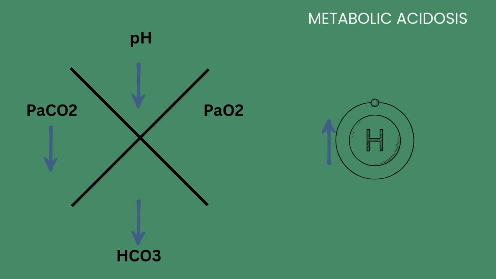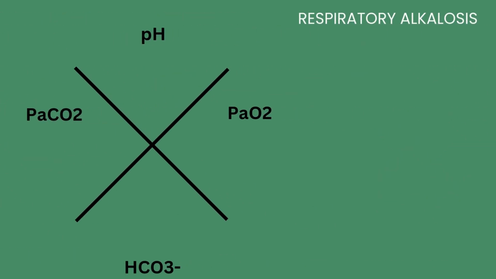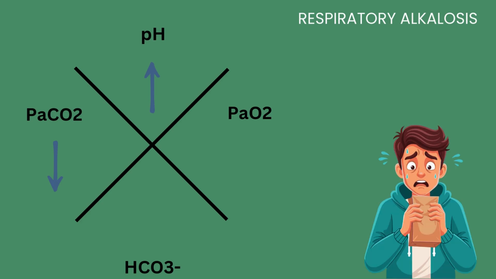If compensation has not yet occurred, PaO₂ may remain normal, but as the condition progresses, ventilation increases to help rebalance the pH. Respiratory alkalosis occurs when the pH rises above 7.45 due to low PaCO₂ levels. This happens when a person breathes too rapidly or deeply, known as hyperventilation, which causes excess CO₂ to be eliminated and the blood to become too alkaline.